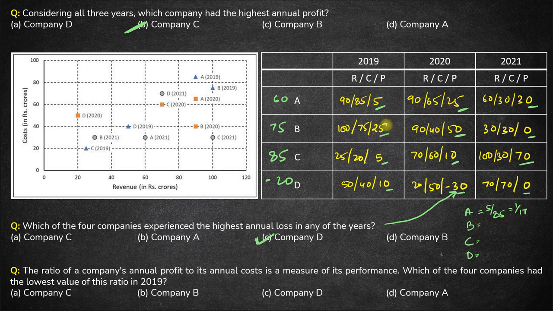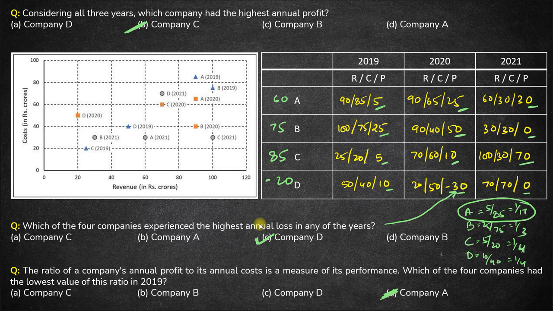For B, it's going to be 25 is to 75. 25 by 75 is 1 by 3. For C, it's 5 by 20. 5 by 20 is 1 by 4. And for D, it's going to be 10 by 40. 10 by 40 is going to be 1 by 4. So these are the performance ratios for all these companies, right? And you can see the ratio is least for company A. 1 by 17 is the least of all these ratios. Hence, the answer here is option D, company A.